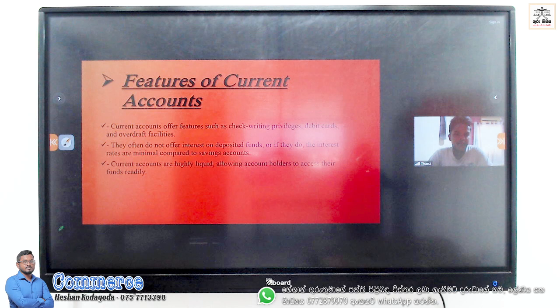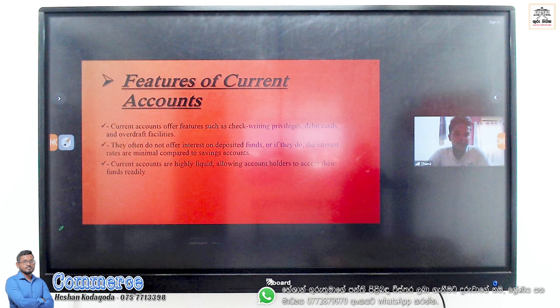Importance of current accounts. Current accounts are the primary transaction account for individuals and businesses. They facilitate daily financial activities such as salary deposits, bill payments, and business transactions. For business transactions, current accounts are essential for managing cash flow, making payments to suppliers, and receiving payments from customers.